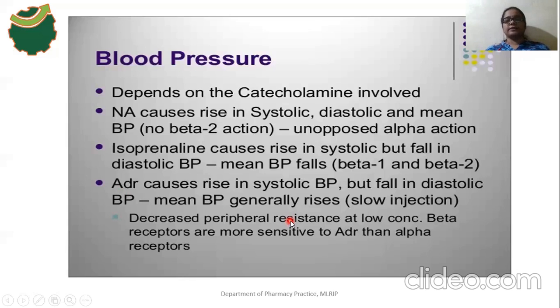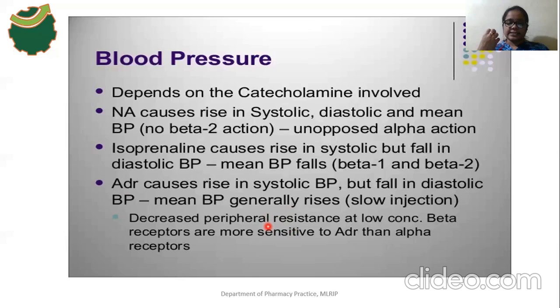What do you mean by peripheral resistance? Peripheral resistance means the resistance of the arteries, the resistance of arteries to blood flow. So the resistance will increase when the arteries are constricted.